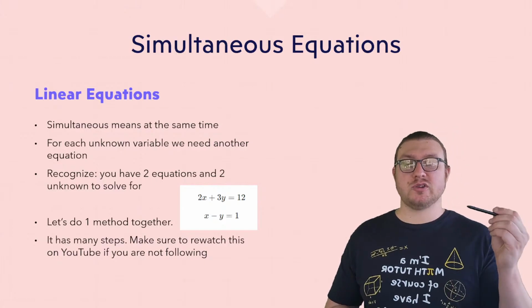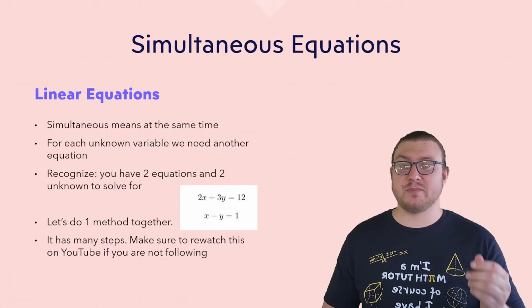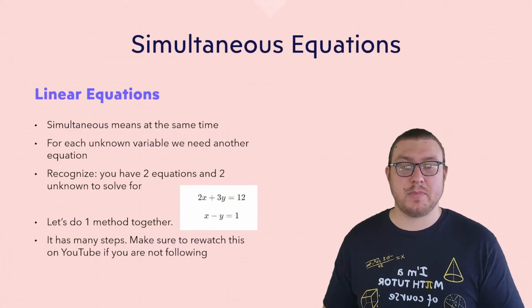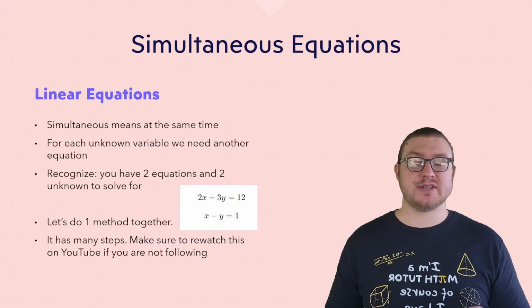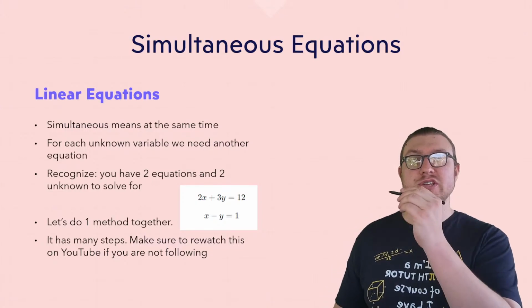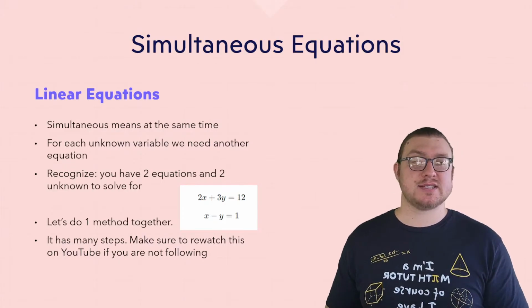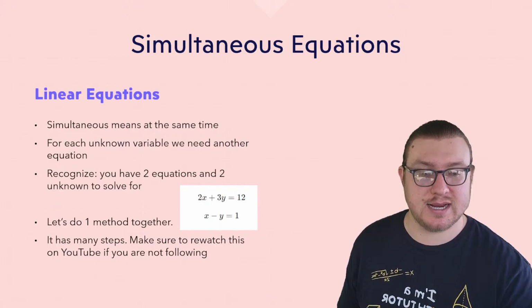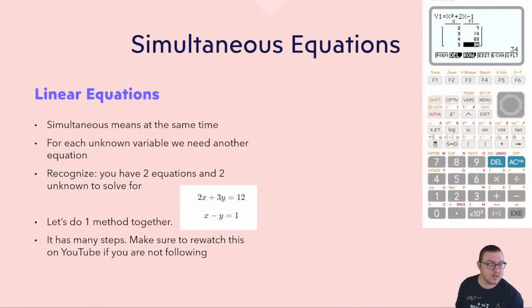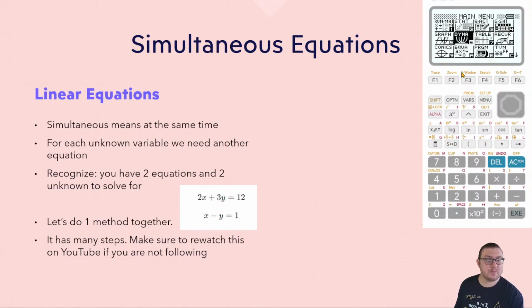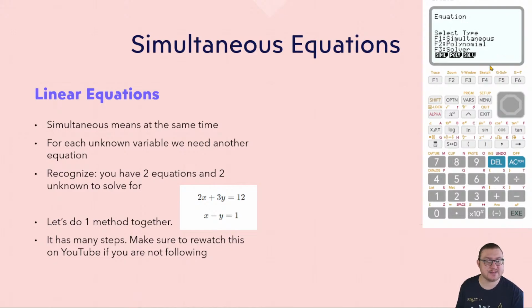Now, we're not actually going to solve this using one method together because we're going to run out of time, but I will show you how to do this in the calculator. As soon as you set up your equations in the exam, you are allowed to just substitute these into the calculator and see what you get. So for the calculator, we're going back to the equation tab where we were last. And from there, we want to now pick simultaneous instead of polynomial, so F1.